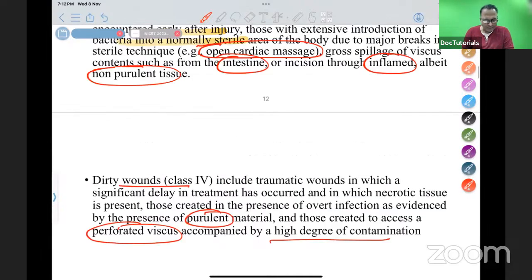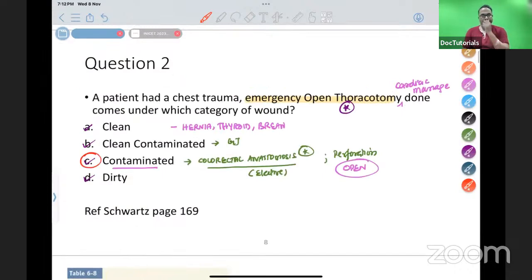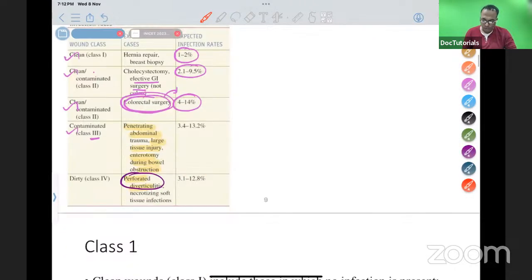Please don't forget, this is a repeat question. I'm sure most of you would have gotten it correct. Question number 2: a patient comes to you with an open thoracotomy with cardiac massage done. It is coming under contaminated wound.